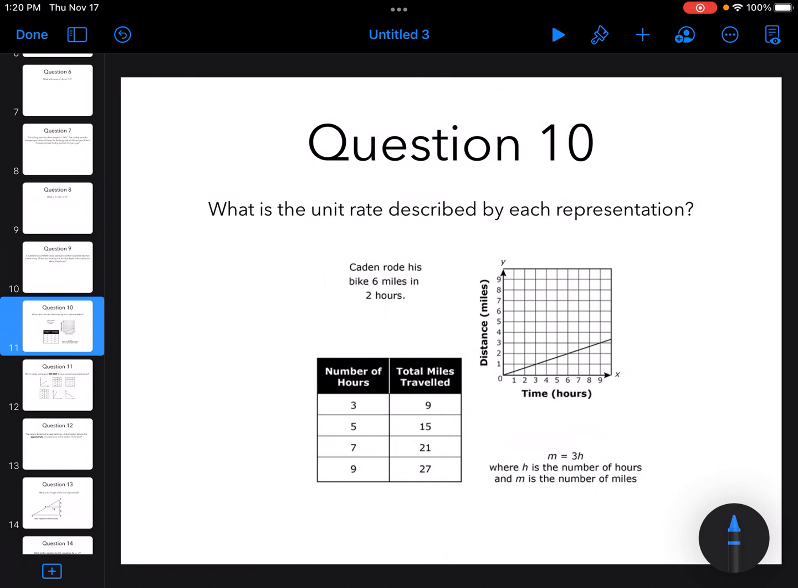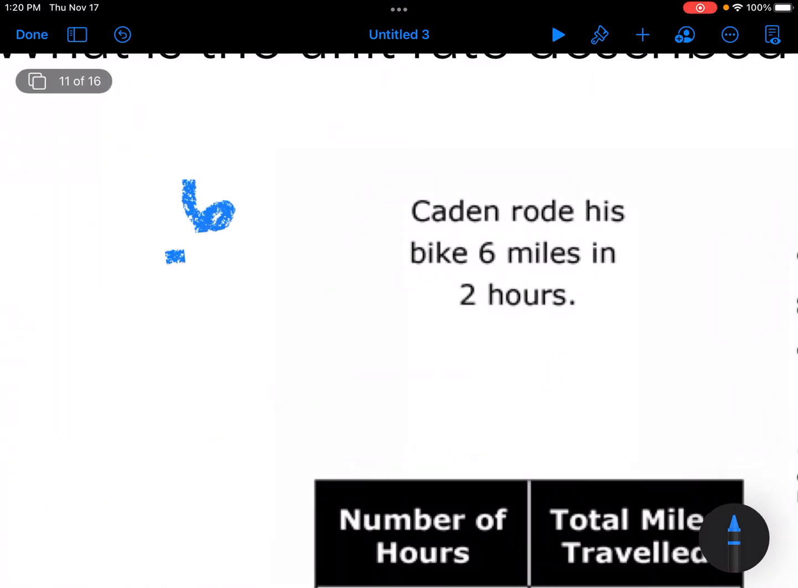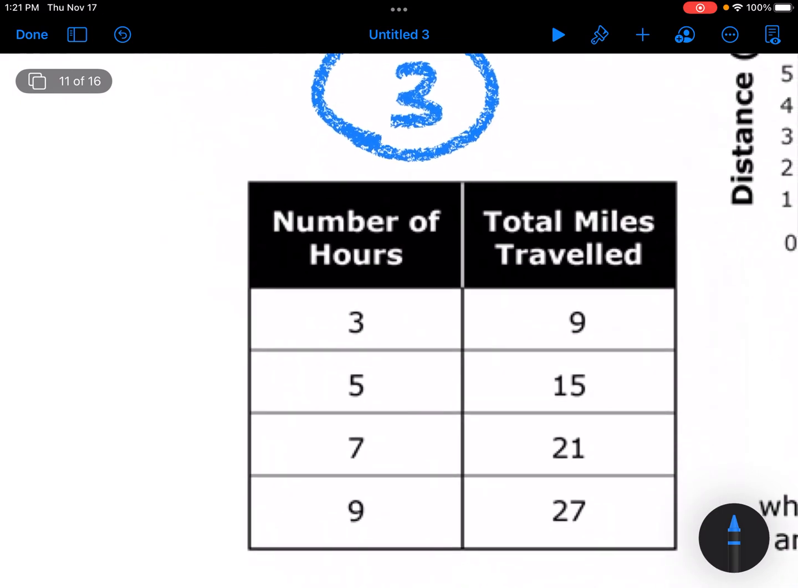So this is going to be a technology enhanced question. So it says, what unit rate is described by each representation? So unit rate means the amount for 1. So Caden rode 6 miles in 2 hours. So 6 divided by 2 is 3 over 1. So the unit rate is 3.